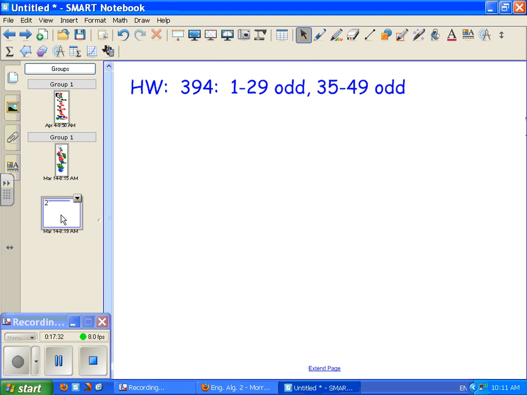Homework, page 394, 1 through 29 odd, and then 35 through 49 odd. Check those answers in the back. That'll help you narrow down whether some of those solutions don't work either.